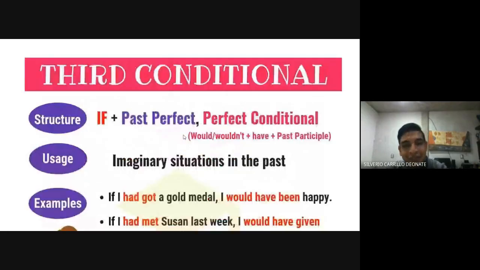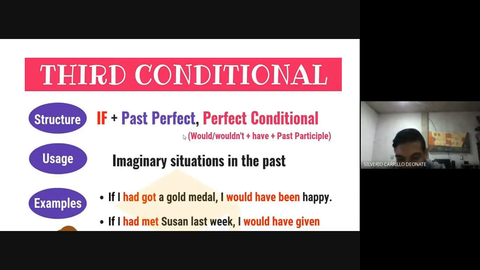The third conditional. In this case, we're going to use if plus past perfect and perfect conditional. How are we going to make a perfect conditional? We're going to use would, wouldn't, plus have, plus the past participle. So we use past perfect and present perfect, but with would, wouldn't, or couldn't. The usage of this is to talk about imaginary situations in the past.